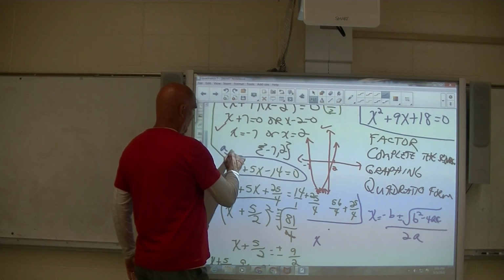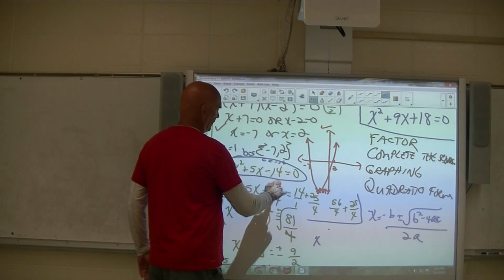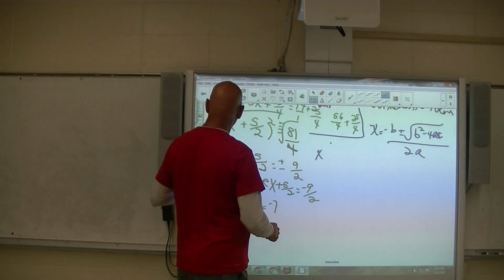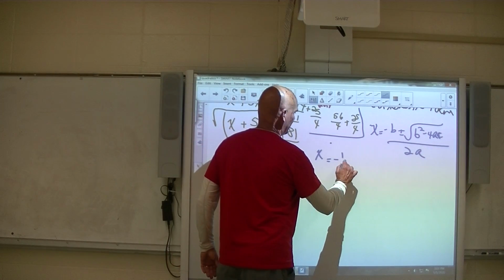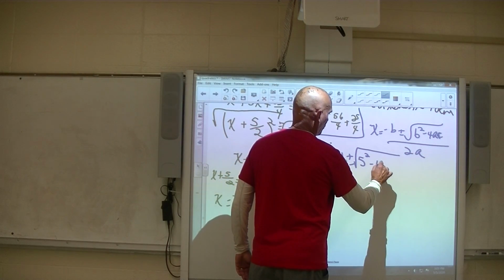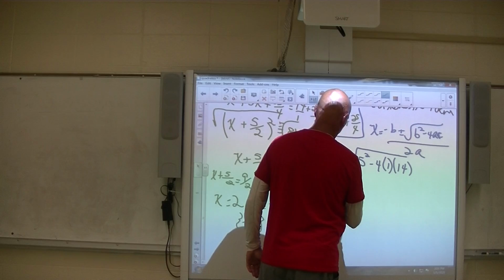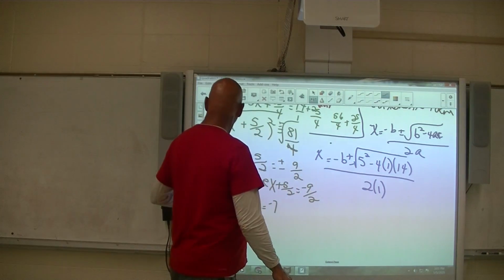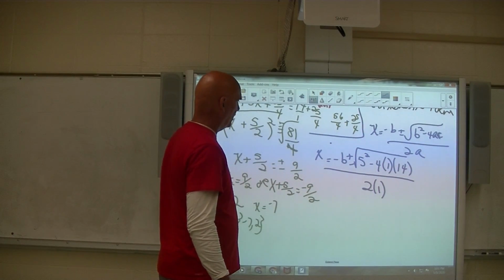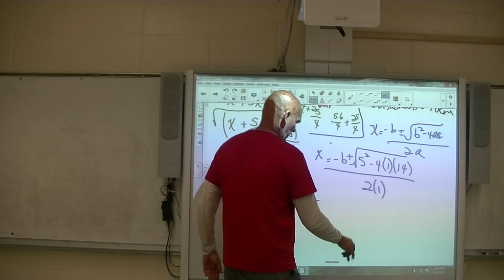All right? A is equal to 1 because it's just 1x squared. B is equal to 5, and C is equal to negative 14. All right, so A, B, and C are going to plug into my quadratic formula like you would expect. X is equal to negative B, so that's negative 5, plus or minus the square root of B squared minus 4 times A times C, all over 2 times A. Looking back up, A is 1, B is 5, C is negative 14. Negative B, B is 5, so that should be negative 5.